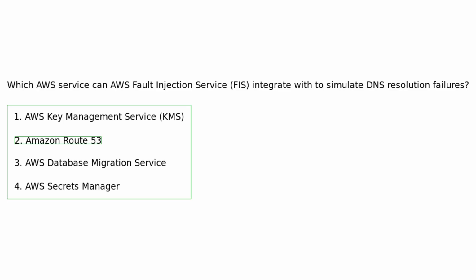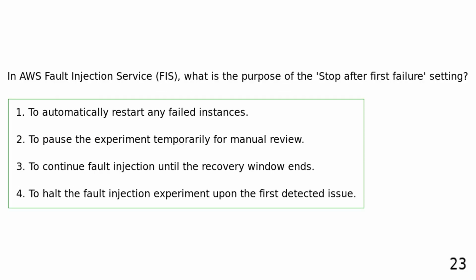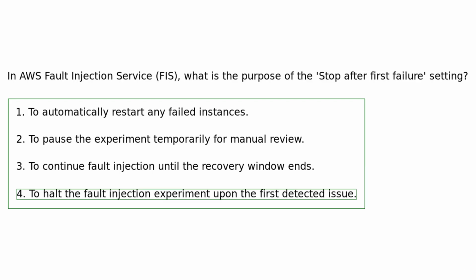DNS-related issues. In AWS Fault Injection Service, what is the purpose of the Stop After First Failure setting? To automatically restart any failed instances. To pause the experiment temporarily for manual review. To continue fault injection until the recovery window ends. To halt the fault injection experiment upon the first detected issue. The Stop After First Failure setting in AWS Fault Injection Service halts the fault injection experiment upon the first detected issue, allowing immediate analysis of the impact.